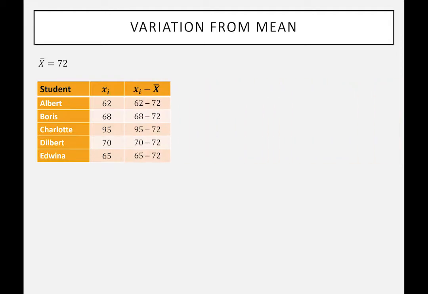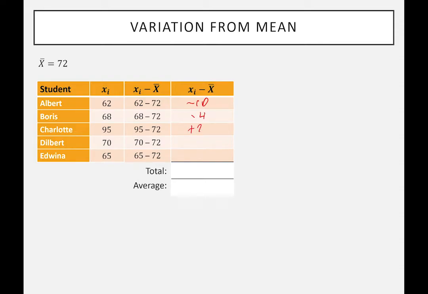So let's consider a possibility. Let's say we look at the variation of the distance from each person to the mean. So if I do this, I've got this guy here as well, 62, Albert. He's going to be 10 points below the mean. And then Boris is going to be 4 points below the mean, and Charlotte is going to be plus 23. So we're getting a pretty good idea of how far out the numbers are from the mean, whether it's far away or close to the mean. 7 is going to be minus 2, and this one here is minus 7.